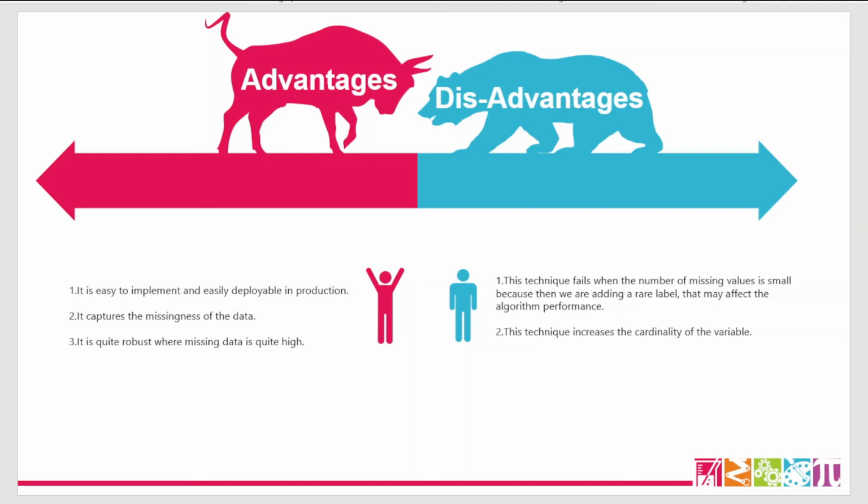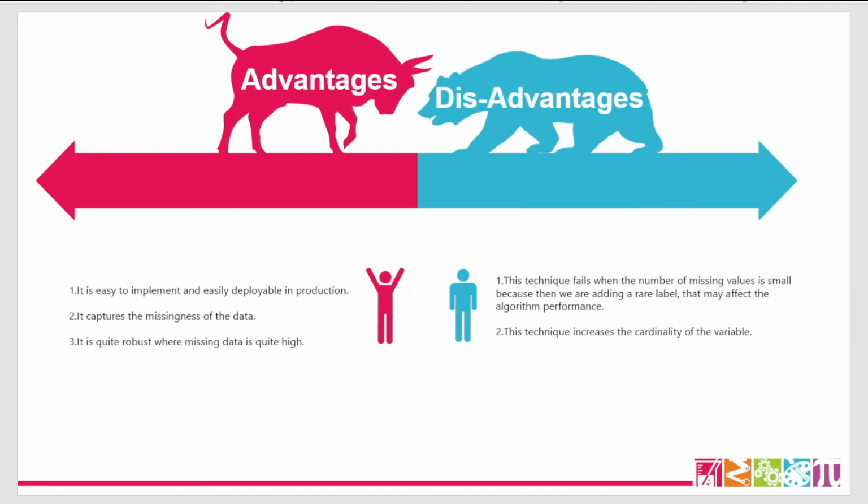If I talk about all the other techniques, they lose this thing because they are imputing the data, they are not tagging it. If the missing data is quite high, this is the technique that you must use. Like if you have 40% or even 90% missing values, you can actually use this technique. And that's the reason you will be applying it a lot.